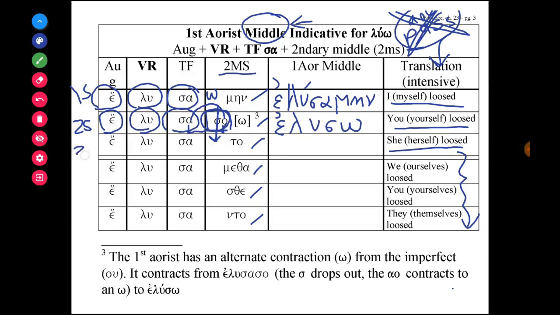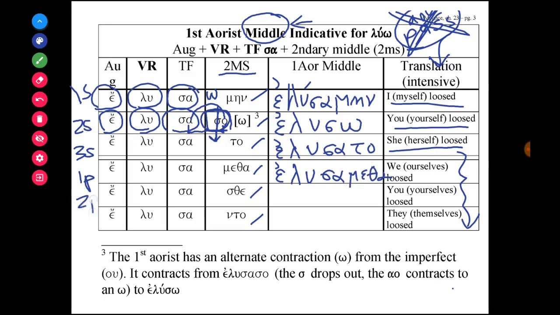How about the third person singular? He or she or it itself loosed. Take the augment, add lu, take the sa tense formative and add ta to it, and it's elusato. How about we ourselves loosed? First person plural: the augment, the aorist stem, tense formative sa, and metha. So elusametha is we ourselves loosed.